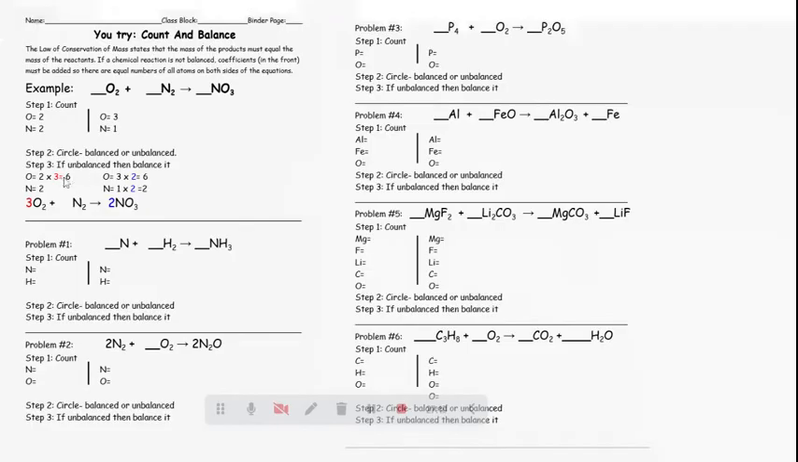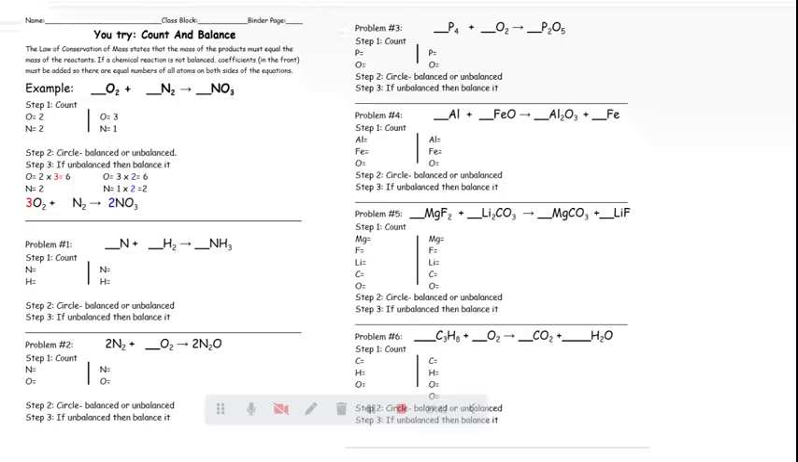So what I would do first is I would probably times the O by 3, and I would times this O by 2, and then that equals 6 and 6. And when I put that 2 in the front, I have to now times my nitrogen by 2. And if you do this, you will see that this is 6, this is 6, this is 2, this is 2. Okay.